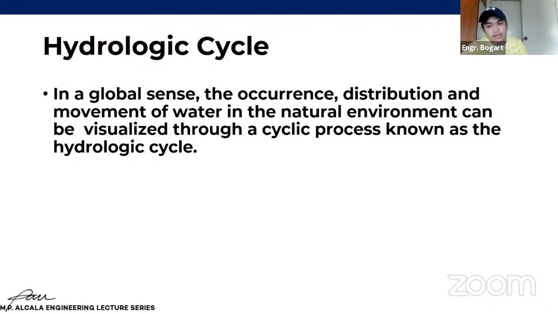What is the hydrologic cycle basically? It is our water cycle, okay? As I said earlier, it is just a complicated term. In a global sense, the occurrence, distribution, and movement of water in the natural environment can be visualized through a cyclic process known as the water cycle or the hydrologic cycle.